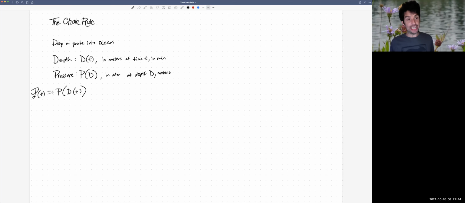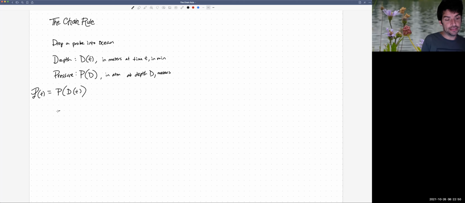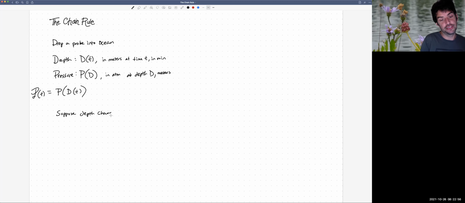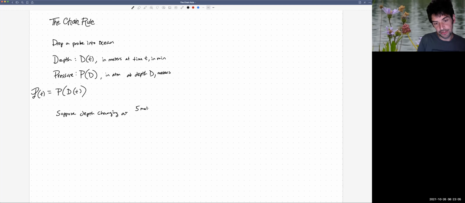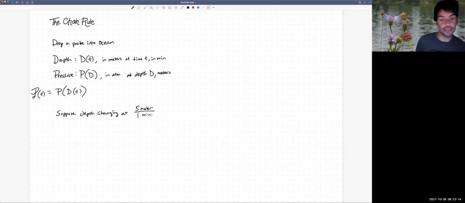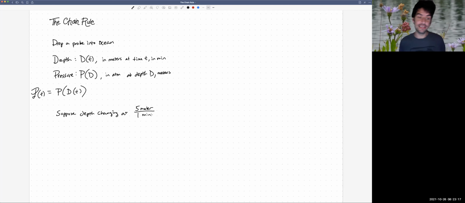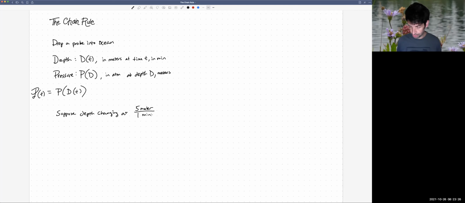So let's think about changes in our depth and our pressure. Suppose we know that at some moment, the depth is changing at, let's say, 5 meters per minute. So this is our change in depth relative to a change in time. So at this point in its journey, we don't know if it's traveling at the same speed the whole time, but at this point, for every minute that passes, it gains 5 meters of depth.